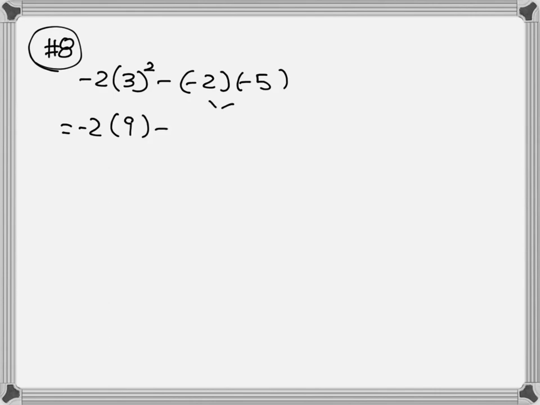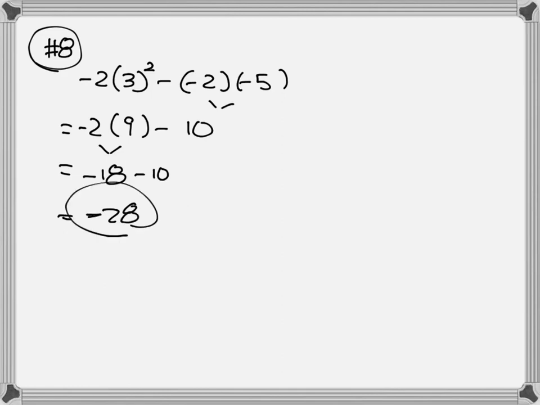We have negative 2 times parentheses 3 squared minus negative 2 times negative 5. So here, keep the negative 2. Then 3 squared becomes a 9, minus, you multiply this to become a 10. So you multiply negative 2 times 9 is negative 18, minus 10. So we have a negative 28. Then that's your answer. Okay, let's look at number 9.